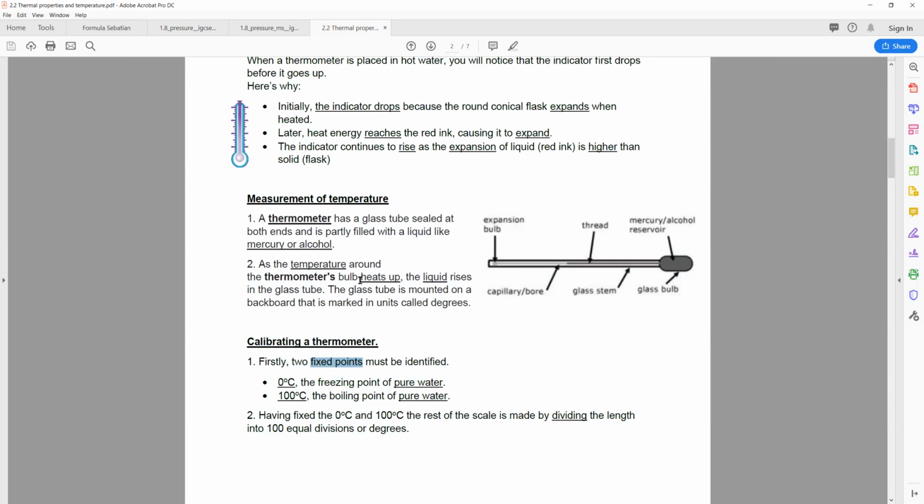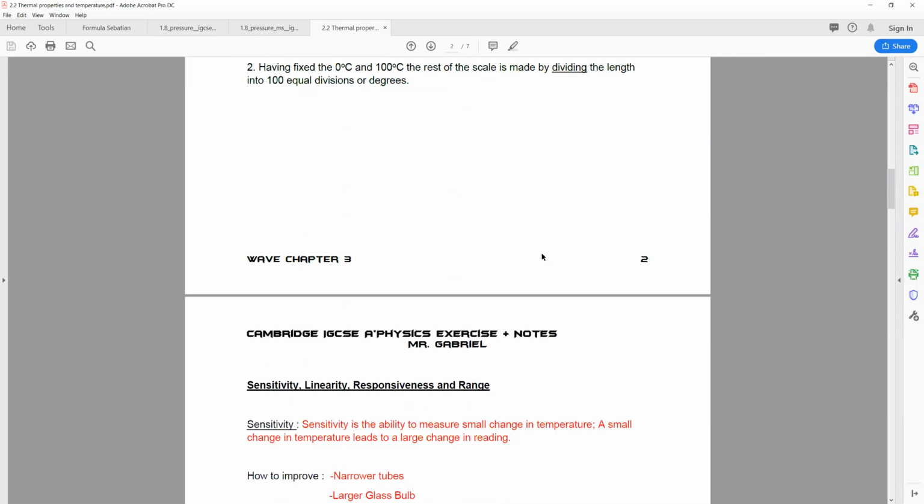We're also going to learn the usages of a thermometer. Basically, thermometers measure temperature through the expansion of liquid, and that liquid is going to be 2 specific liquids, namely mercury and alcohol, not any other liquids. I'll explain more in detail later on.